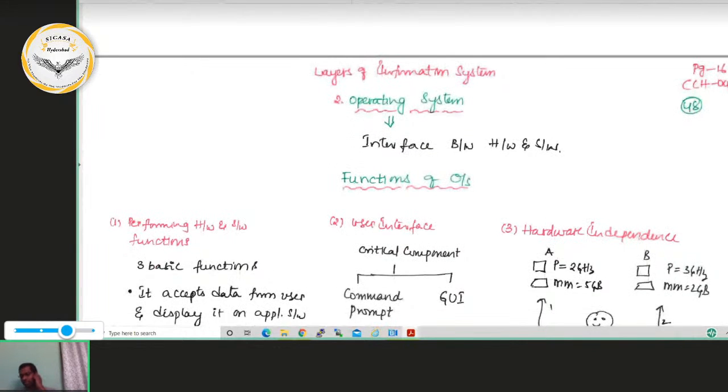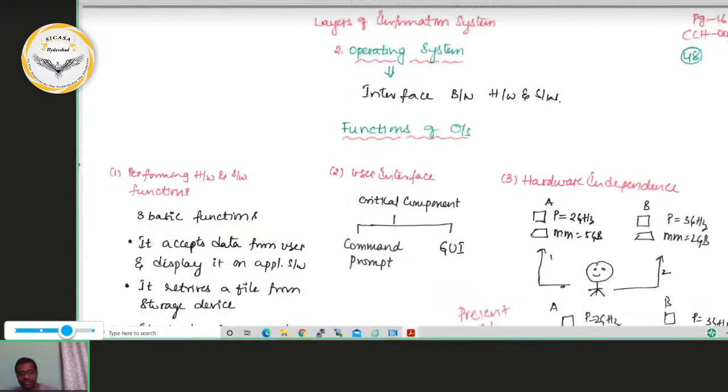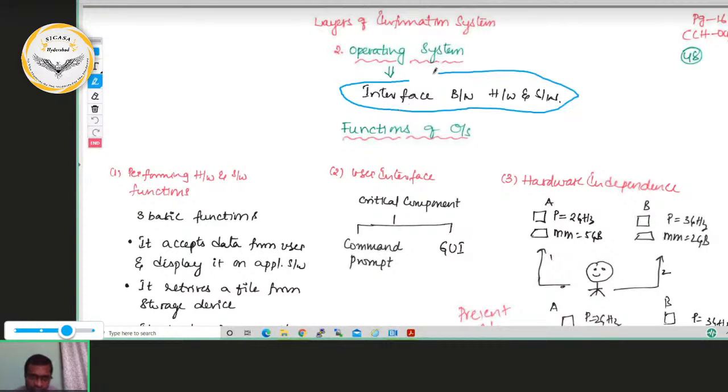So what do you mean by operating systems? An operating system is nothing but system software. It acts as an interface between hardware and software. So how many functions do we have? We have around 6 functions, but these 3 functions are very important for our examination.